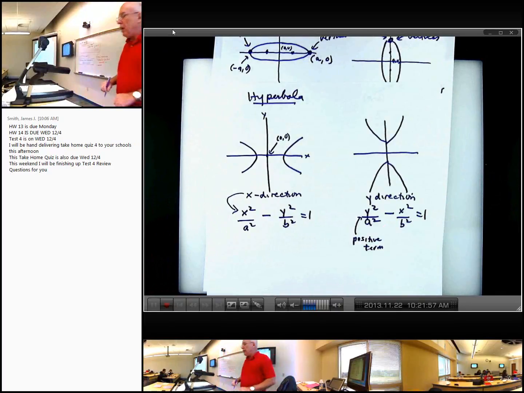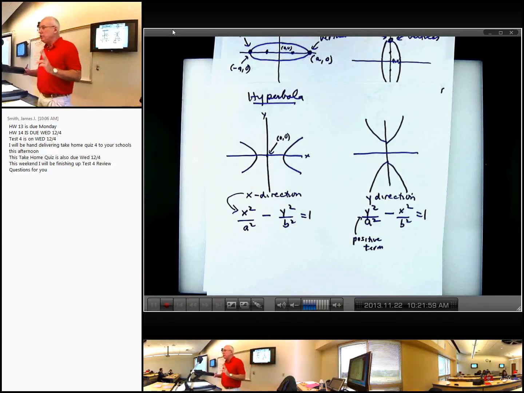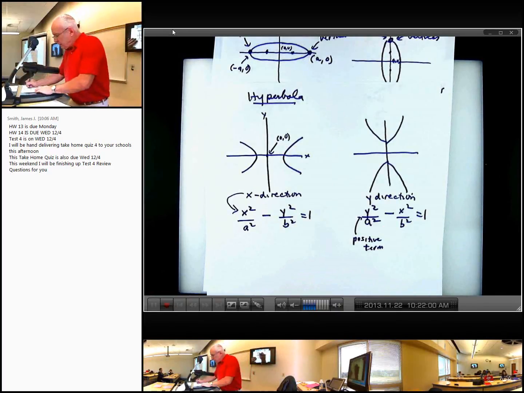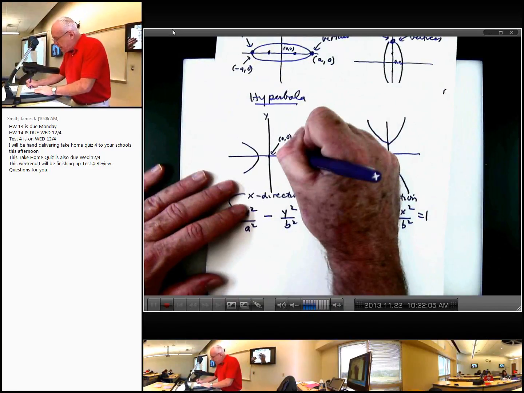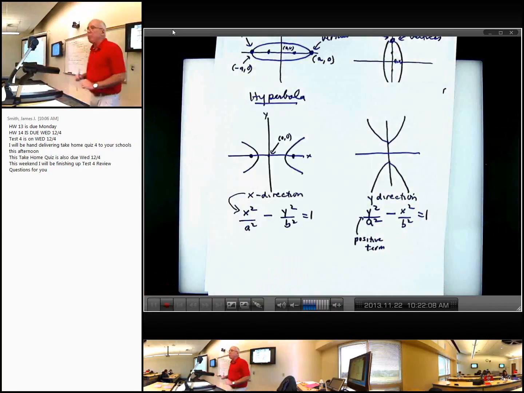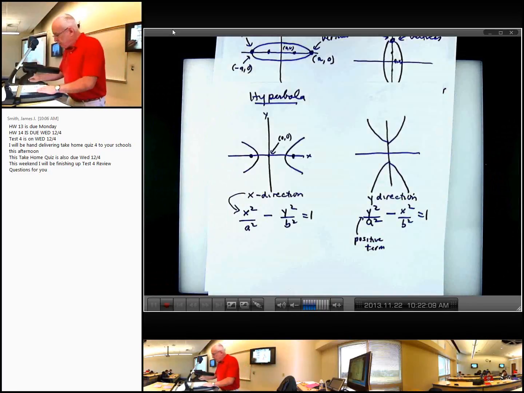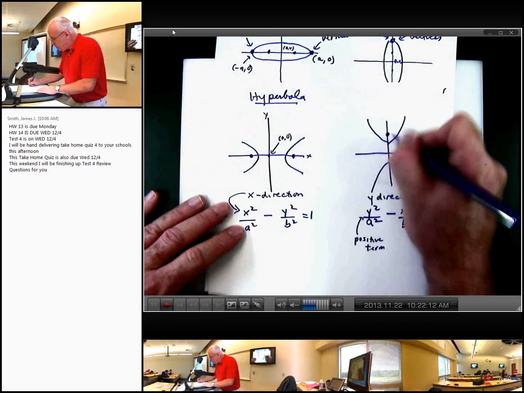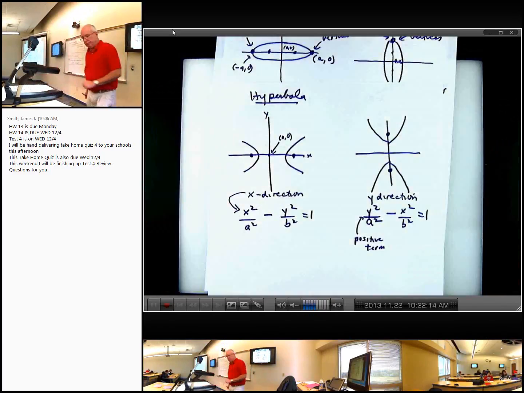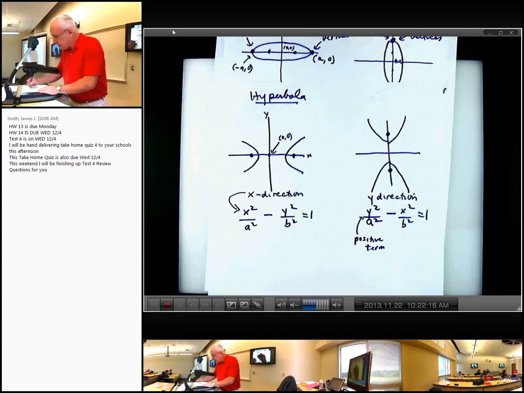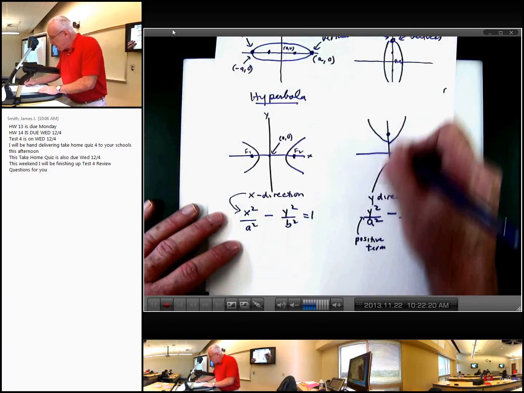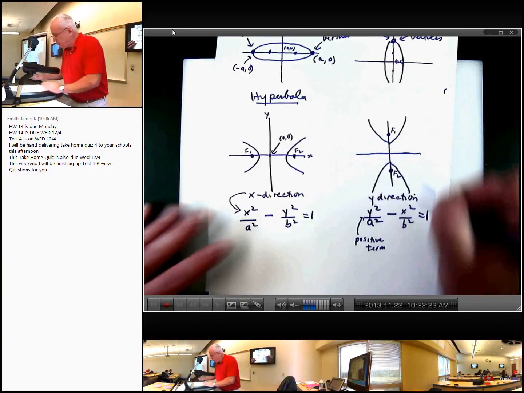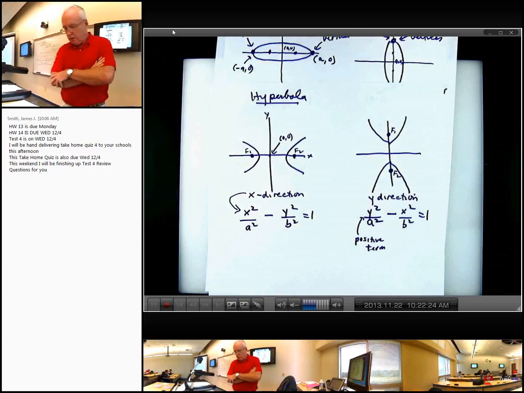Now, hyperbolas also have two foci, just like an ellipse does, but theirs are going to be inside each of these separate parts. So that would be a focus there, and here we would have one over here. Let's call this F1, F2. Two foci.